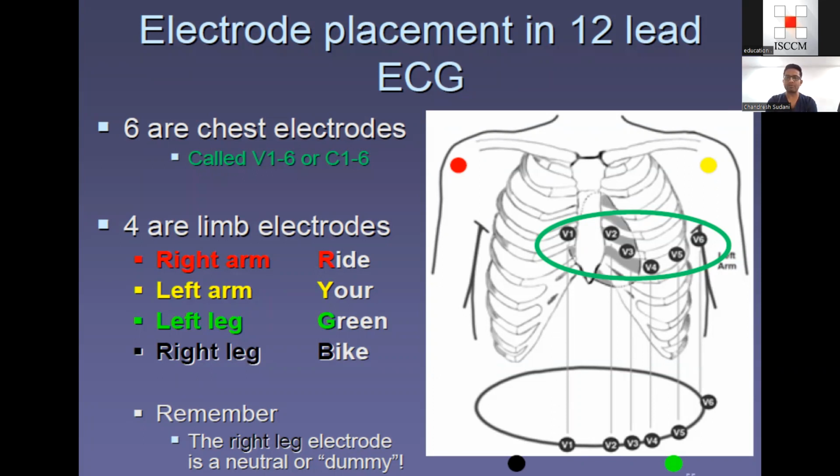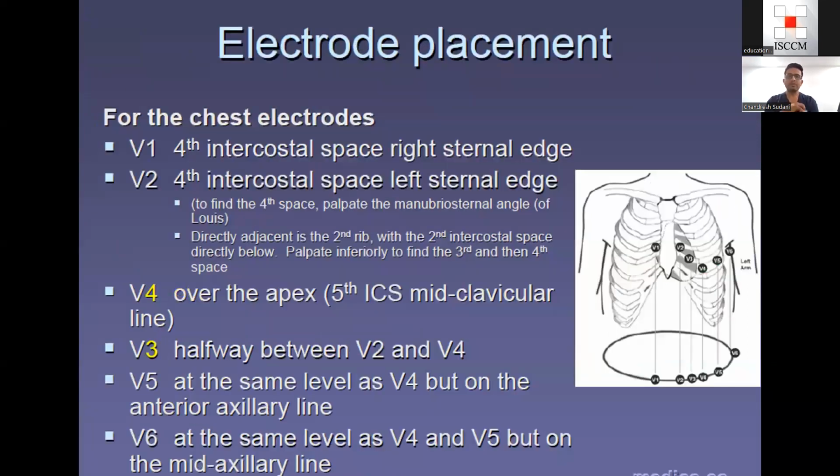Here you should remember one thing. The right leg electrode is always a neutral electrode, or you can call it a dummy electrode. And for the chest electrodes, we use the nomenclature V1 to V6. V1 should be placed at the 4th intercostal space at the right sternal edge. V2 will be in the same space, but on the left sternal edge.